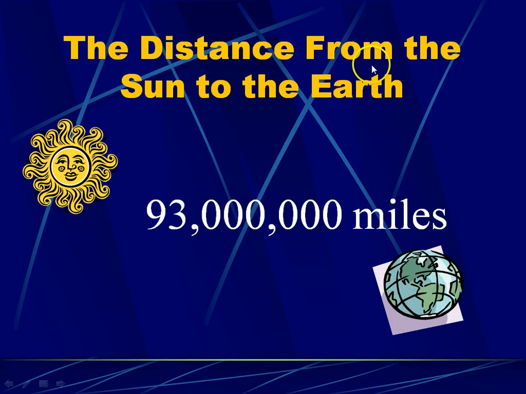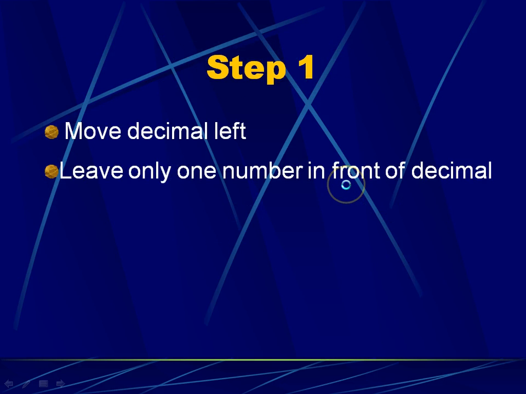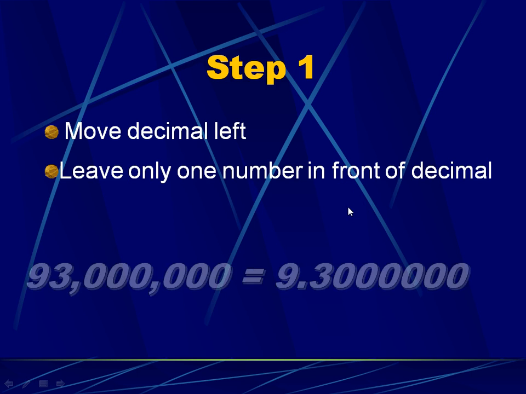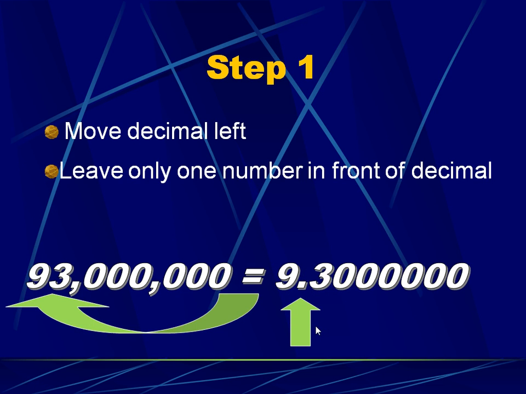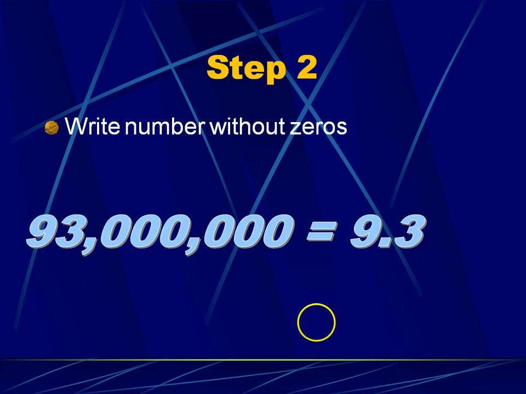So for example, the distance from the sun to the earth is 93 million miles, lots of zeros. So step one, we're going to move the decimal to the left and leave only one number in front of the decimal. So 93 million miles, we move that decimal all the way over so it's in between the 9 and the 3. And then we're going to write that number without the zeros, 9.3.